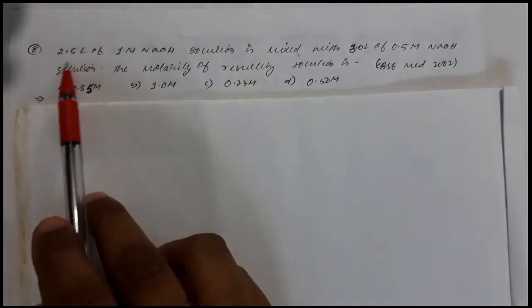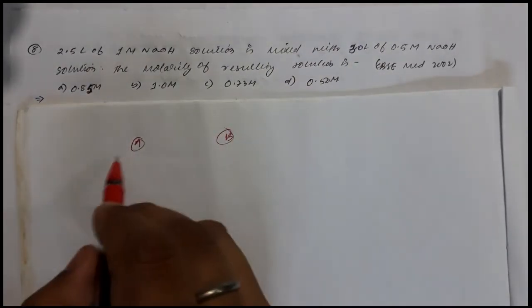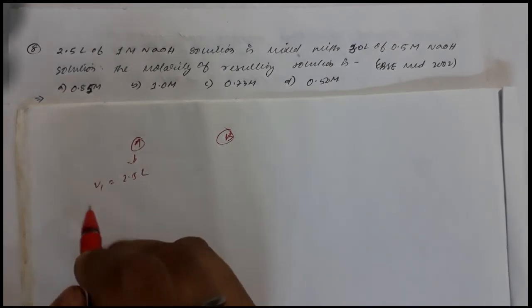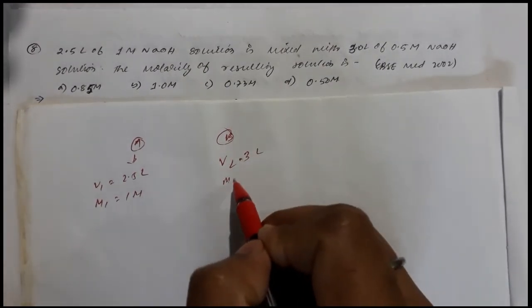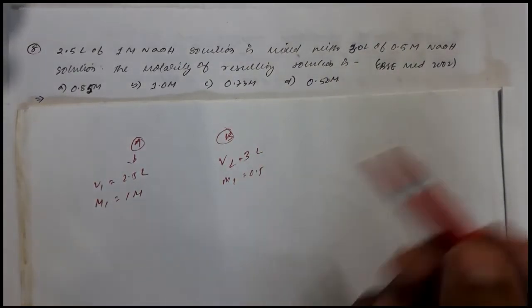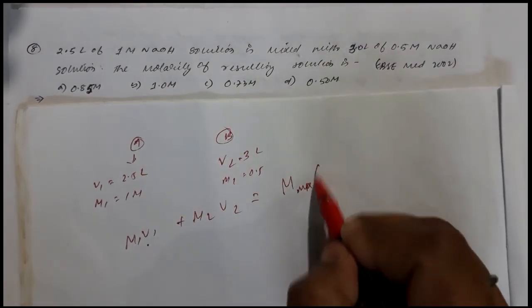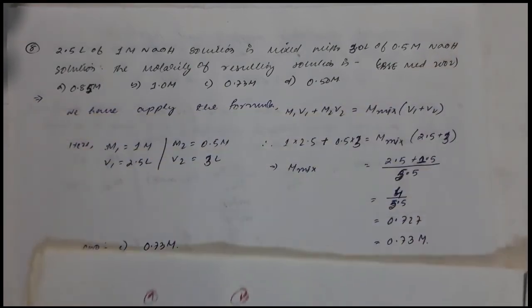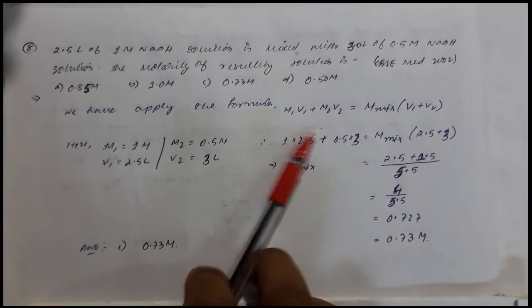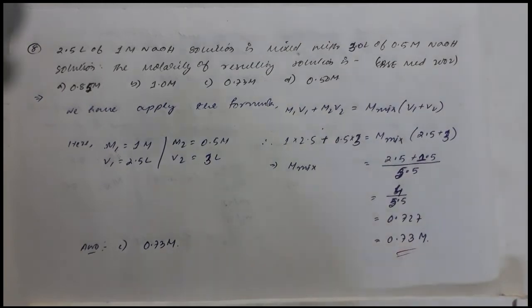Another simple question: 2.5 liter of 1 molarity sodium hydroxide is mixed with a second solution, so here V1 equals 2.5 liter and M1 equals 1 molarity, V2 equals 3 liter and M2 is given. We need the molarity of the resulting solution. Here M mix equals (M1V1 plus M2V2) divided by (V1 plus V2). Multiply these values and you get the correct answer. It's a simple mathematical calculation.